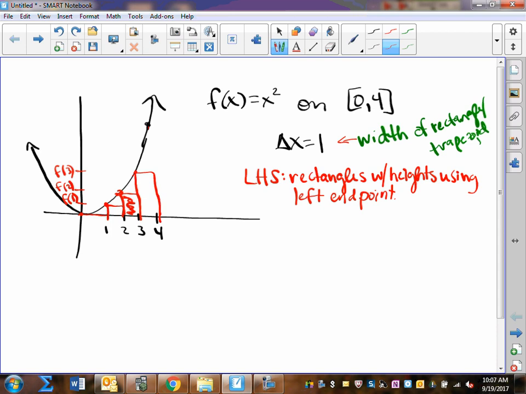Okay. Now, the right-hand sum is going to be a similar thing. It's rectangles with heights, but instead of those heights being determined by the left endpoint, we use the right endpoint.